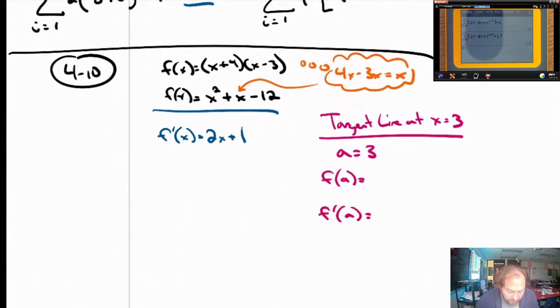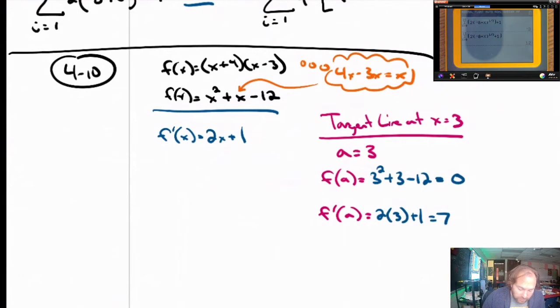So f of a will be 3 squared plus 3 minus 12. We're plugging that into the original function, which is actually really convenient for us in this case. I think that's 0. That's 9 plus 3 is 12, and 12 minus 12 is 0. F prime of a is also really easy to get. That's just 2 times 3 plus 1. In this problem, that's 7.